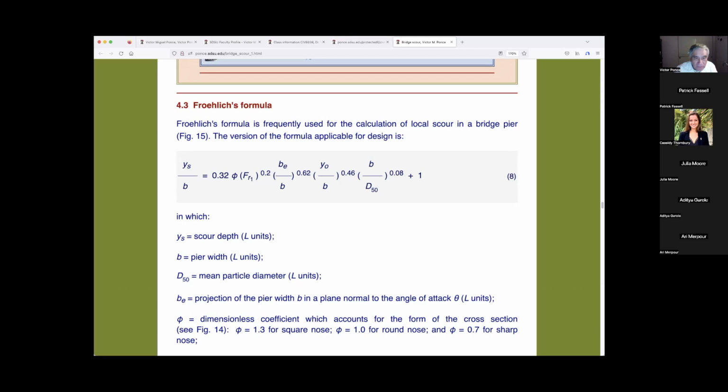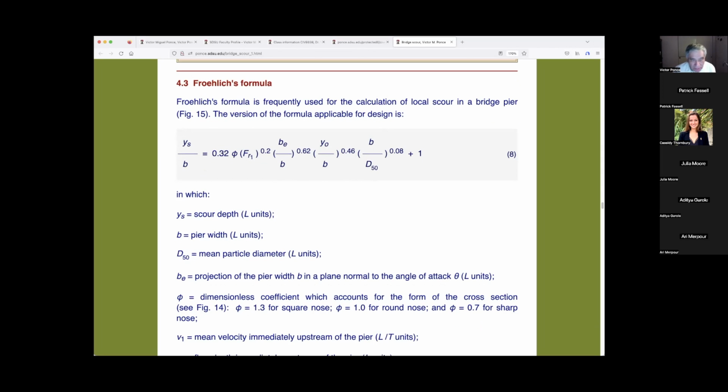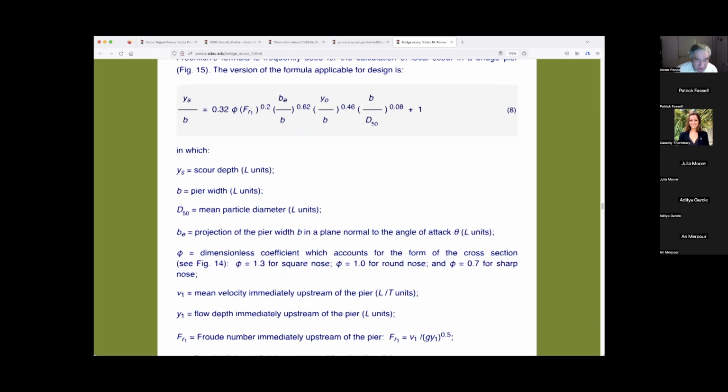The version of the formula applicable for design is, and look at this formula, fascinating, interesting, and fully and totally empirical. Look at these numbers, 0.62, 0.2, 0.46. These are all correlations, multiple correlations that were done based on data. I am not sure, because I have not examined these formulas extensively, if these formulas are based on field data or laboratory data. My guess is that probably both, but I cannot say for certain or explain all the details of how these formulas were put together. Not even the manuals have it, and I'm basing my information on the manuals, particularly the HEC 18 manual.